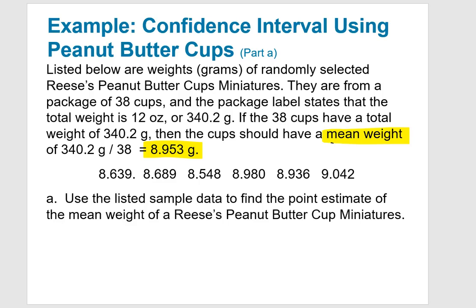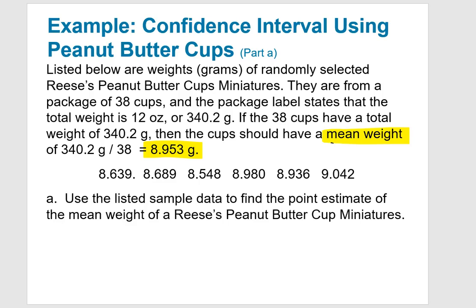I'm going to take a sample and weigh each of those peanut butter miniature cups, and these are the numbers that I got when I weighed them. Use the listed sample data to find the point estimate of the mean weight of Reese's Peanut Butter Cup miniatures. And now I really want to go buy some Reese's Peanut Butter Cups. I don't know why I use problems with food in them, because that makes me hungry. Okay, let me find my notes so I'm in the right spot.